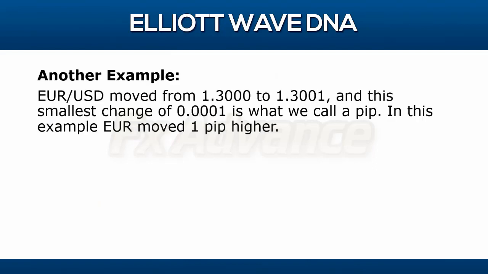Another example: Euro USD moved from 130 to 130.01, and this smallest change of 0.01 is what we call a pip. In this example, Euro moved 1 pip higher.